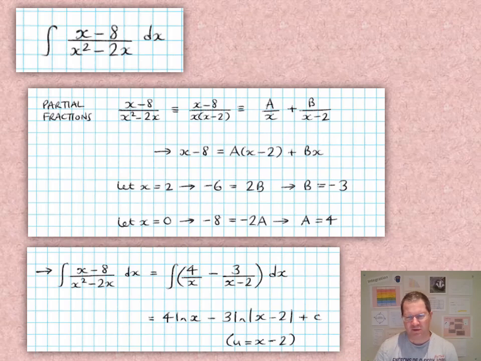I've just written out the answer, but in theory you can use integration by substitution for the second term. The answer is 4 log x minus 3 log (x minus 2) plus c. That's using u equals x minus 2 as the substitution for the second term.